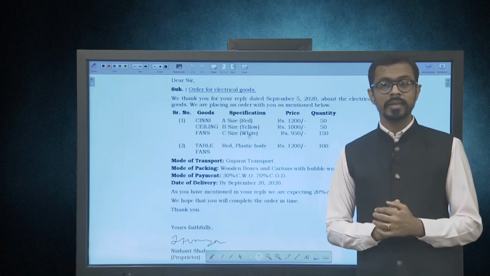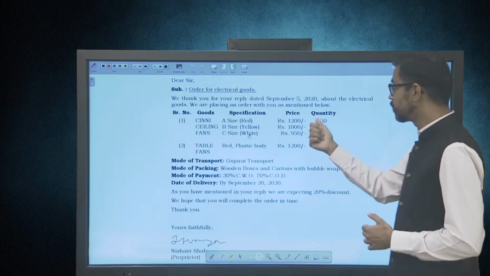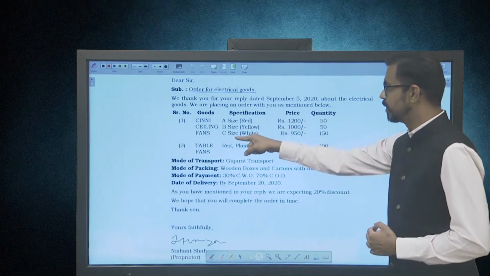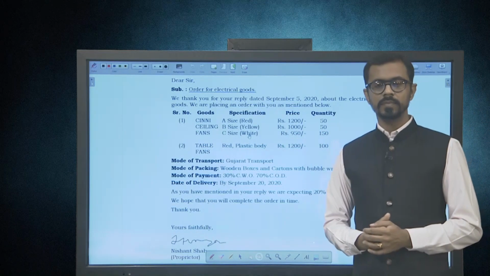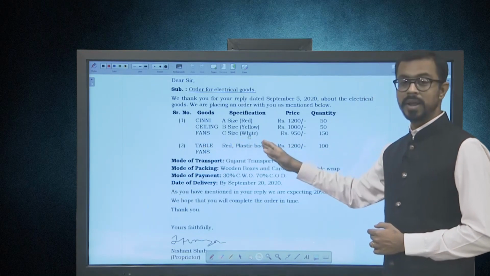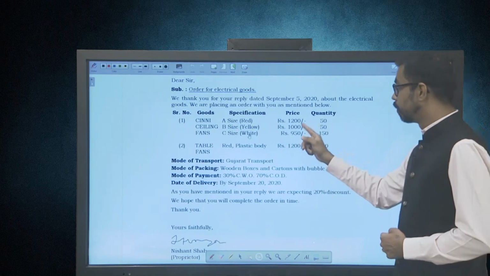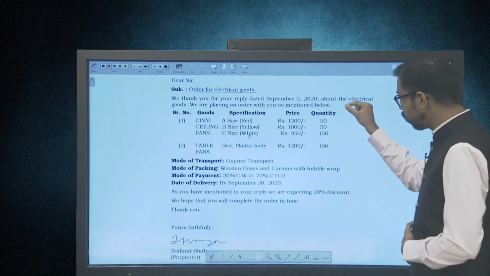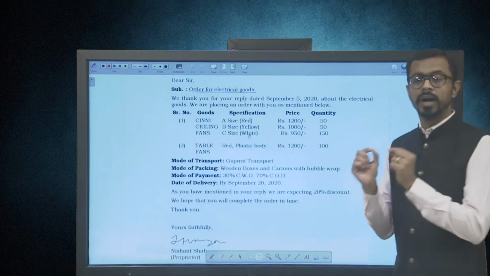How much do we need? How many fans do we need here? The quantity has to be mentioned. A size 50, B size 50, and C size, which is in white, 150 fans. Then the second option, table fans, red plastic body. That is the specification that we are asking for. The price as per the catalog is rupees 1,200 per piece. How much quantity do we need? 100.